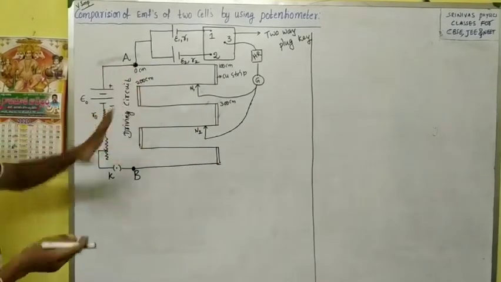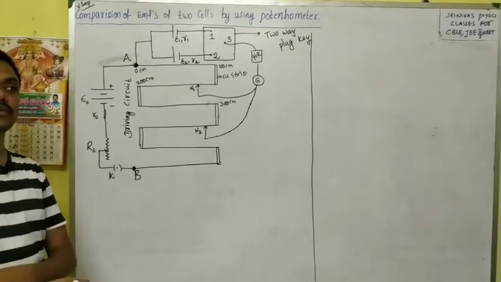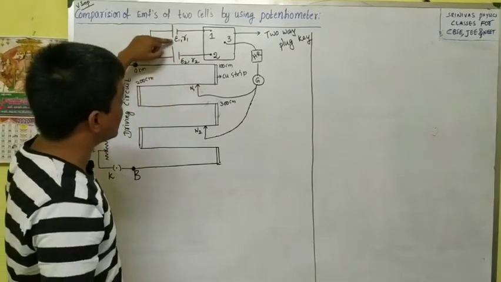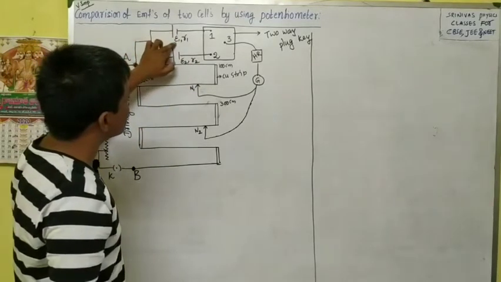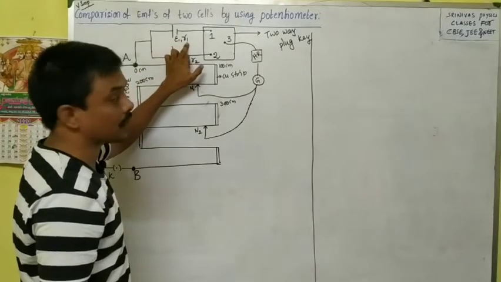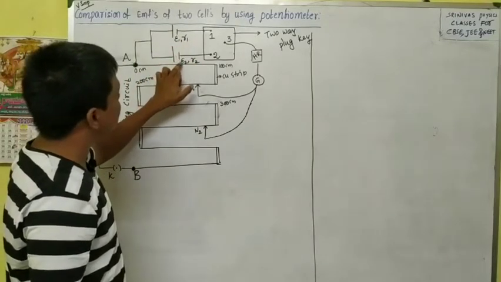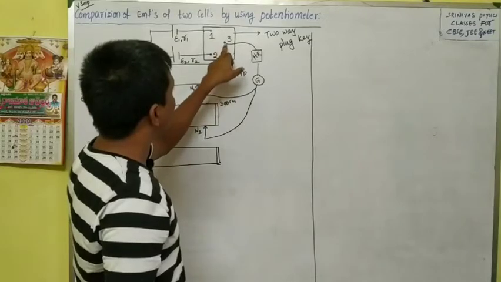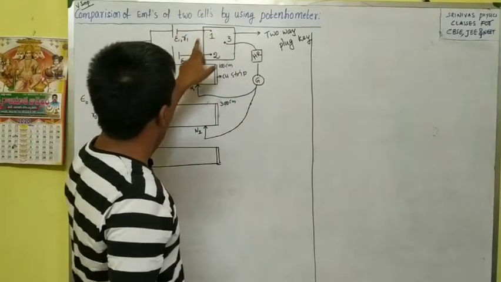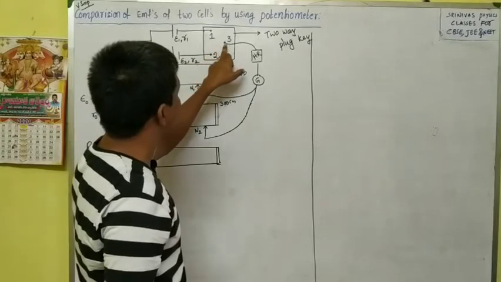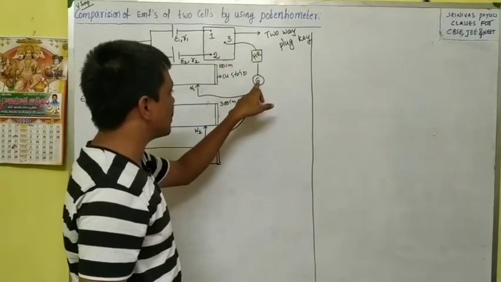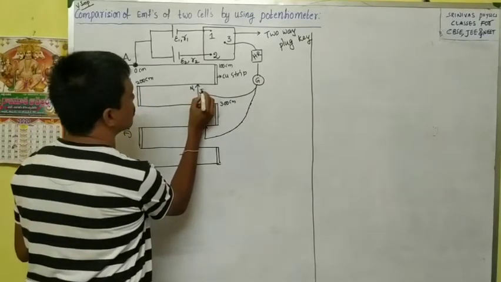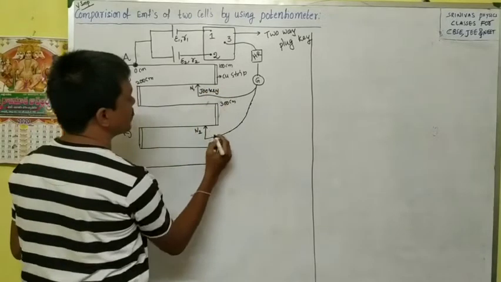Now, how do we compare the EMFs of two cells using this? The two cells whose EMFs we want to compare can be connected here. This is the first cell whose EMF is E1 and internal resistance R1, and this cell has EMF E2 and internal resistance R2. They are connected to the two-way plug key. The first cell is connected to point 1 and the second cell to point 2, and the third point is connected to a high resistance, which is connected to the galvanometer. The galvanometer end is connected to the jockey. This is the jockey.